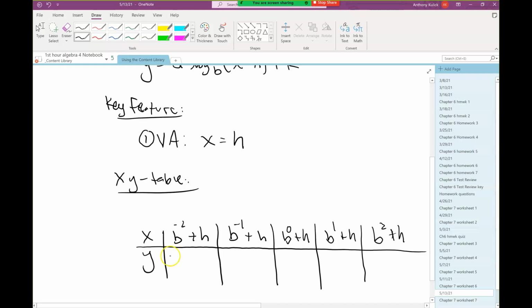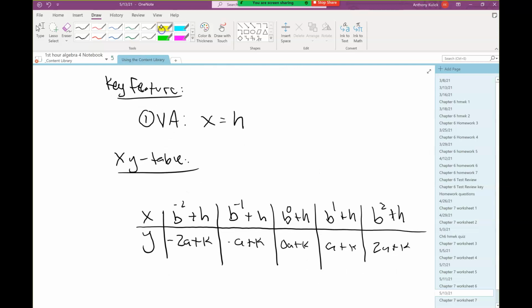To find the y-coordinates then, what we'll do is negative 2a plus k, negative a plus k, well it would be like 0a plus k, or just k. Then we'll have a plus k, and then 2a plus k. So the way to remember this is just the exponent on the b is the same as the coefficient in front of your a. It's the easy way to kind of remember that table.